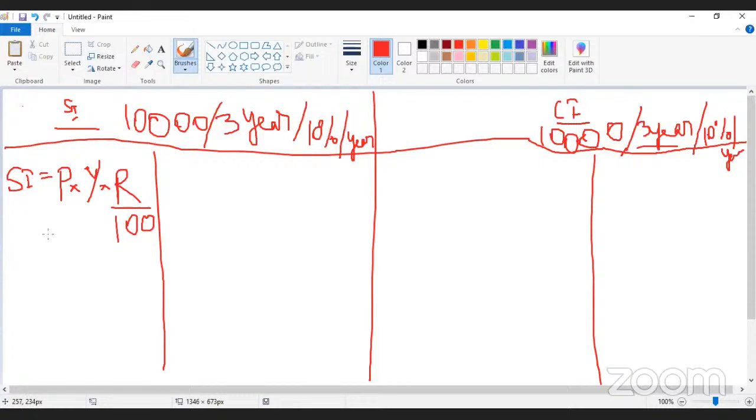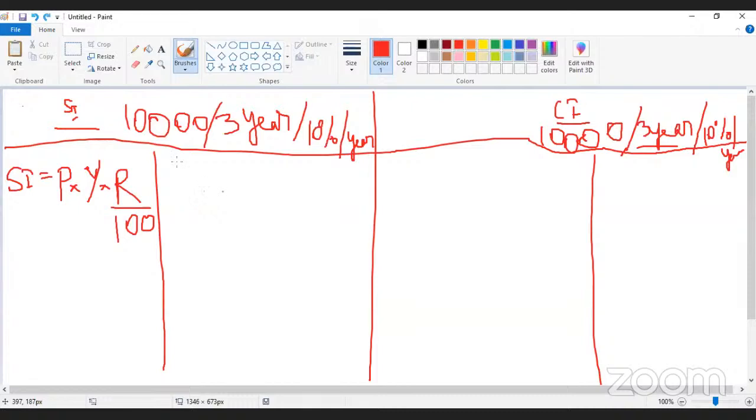So what is the principal amount? The principal amount is 10,000. What is the rate of interest? That is 10%, that is 10 by 100, and it is for 3 years. So I'm directly making it up on the formula basis. If I solve, I'm getting 3,000. That means the interest is 3,000. Any doubt in this? No, sir. Okay, so this is on formula basis.